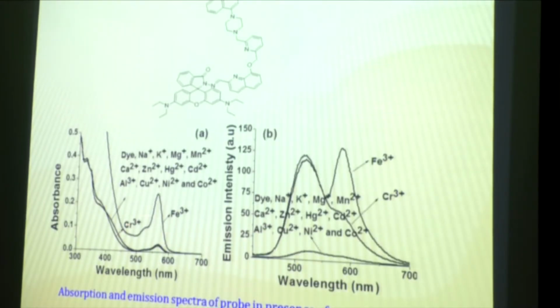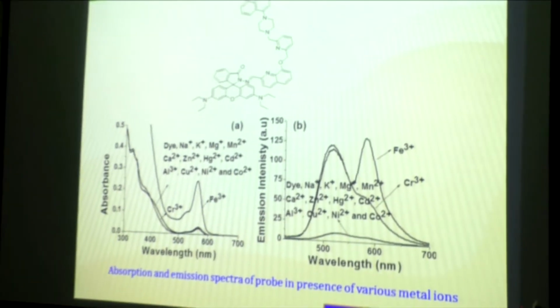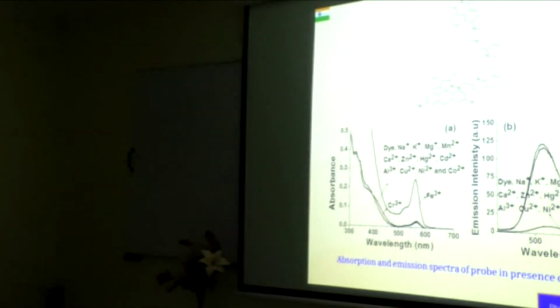This is again chromium ion sensing, iron ion sensing. That's what we need. The chromium and iron, they are trivalent cations, 3+. Okay, so these are also very important. Iron is very important. Chromium, again, pollution.